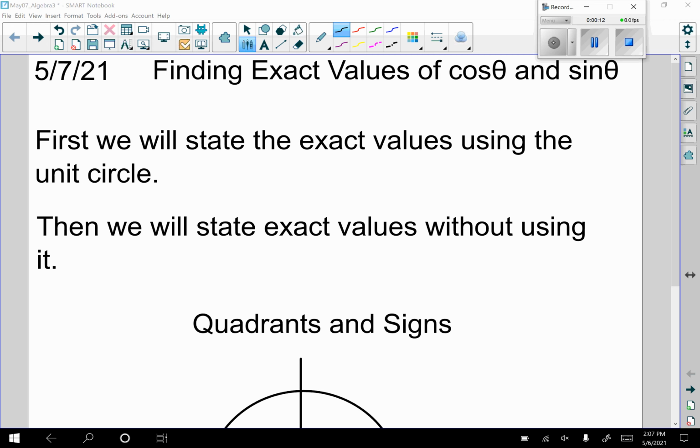Right now we are going to focus on using the unit circle to find exact values of cosine and sine, and then at the end we're even going to look at tangent theta. First we're going to state the exact values using the unit circle, then we're going to practice some problems where we put the unit circle away and try to picture them. This is why you need to keep practicing the unit circle.